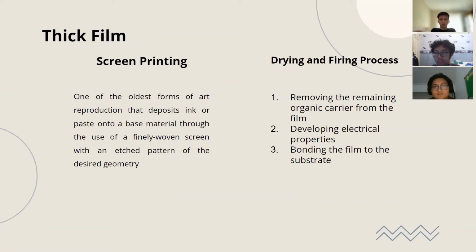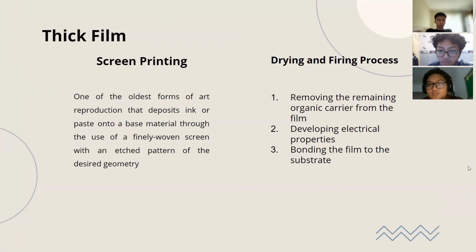Okay, so the thick film is generally grouped into two steps. The first one is the screen printing, and the second, the last, is the drying and firing process. Screen printing is considered one of the oldest forms of art reproduction that deposits ink or paste onto a base material through the use of a finely woven screen with an edge pattern of the desired geometry. Screen printing could be seen in the production of t-shirts that have graphics or text on the design.